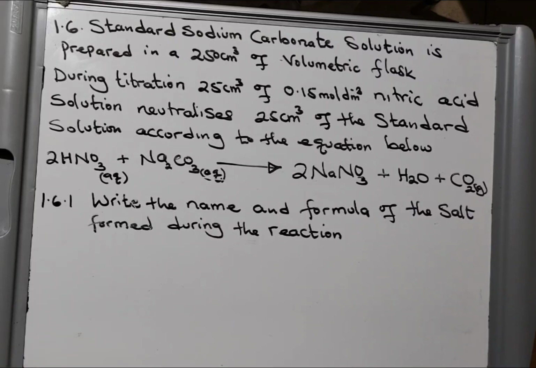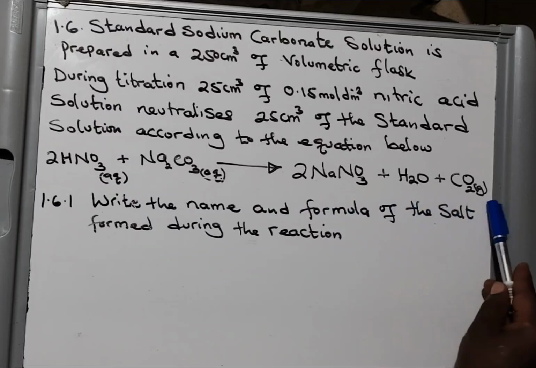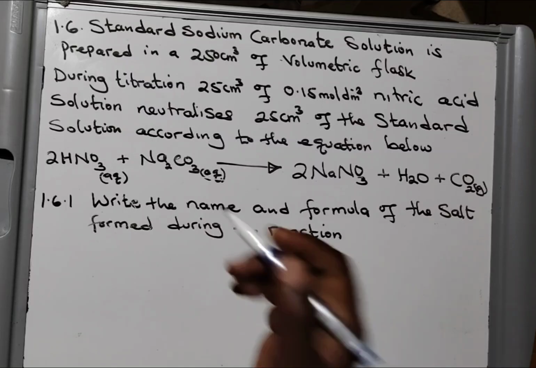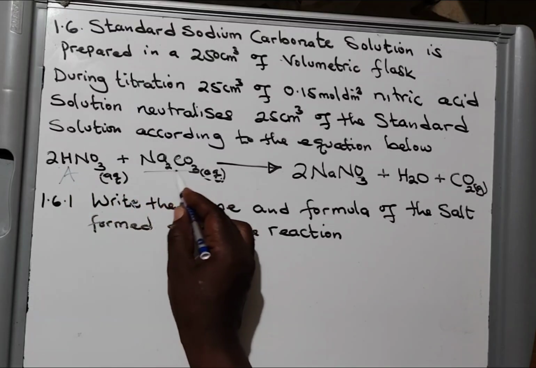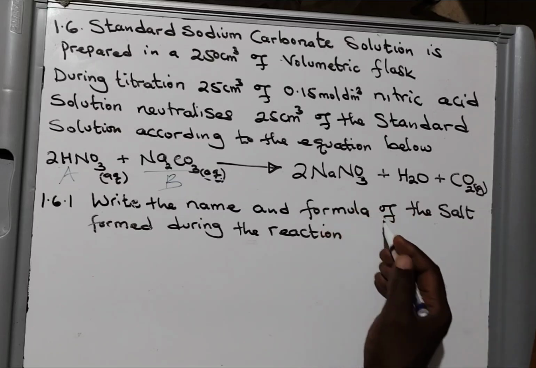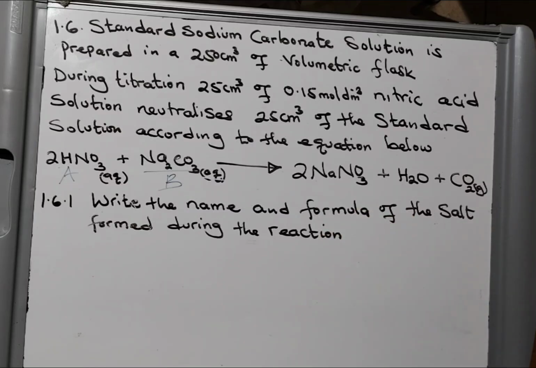Then the question says, write the name and formula of the salt formed during the reaction. So we have to know that this reaction is a neutralization reaction. It's a reaction between an acid and a base. This happens to be our acid and this is our base. Now we have to recall that during neutralization, a salt is formed. Sometimes salt and water, sometimes salt, water, and carbon dioxide, but a salt has to be formed. And how do you identify a salt?